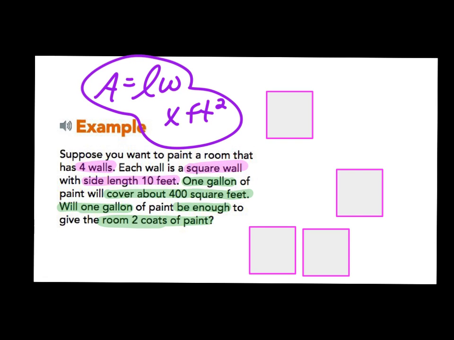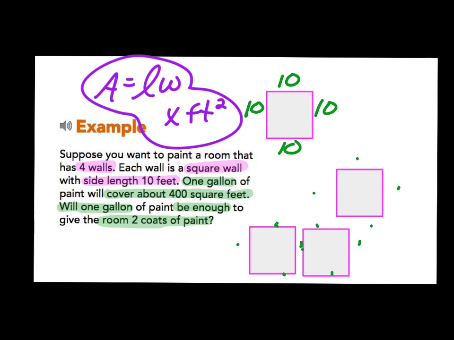Okay, so these are the 4 walls, for example, and they're square. Well, if each one of those is 10 feet side length, that means that's true for all 4 walls, so they're identical. So if I can figure out the square footage for one of these walls, I can just multiply that by 4 to see how much square feet I need to paint.